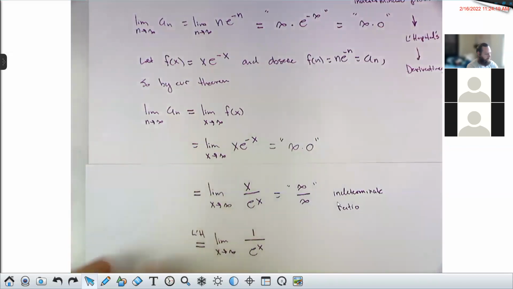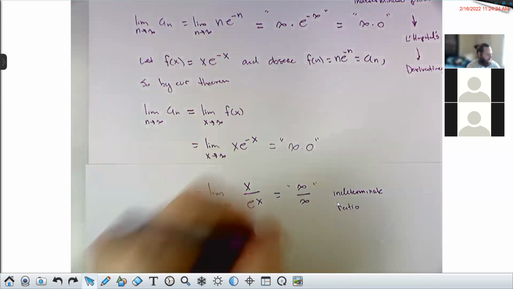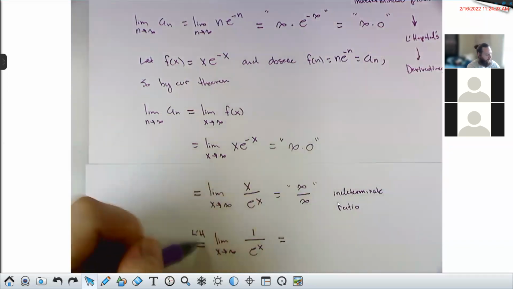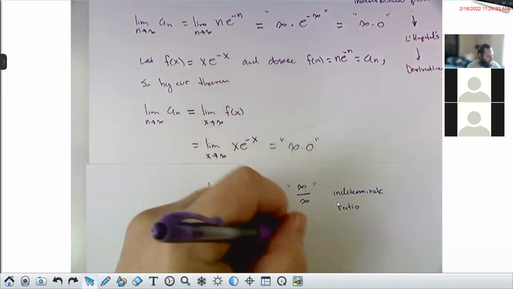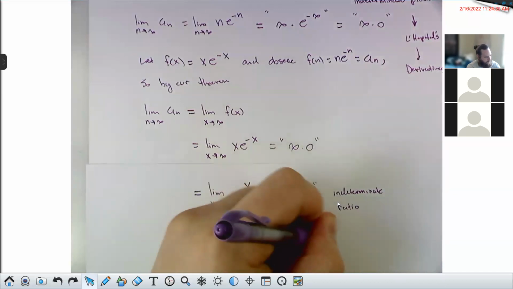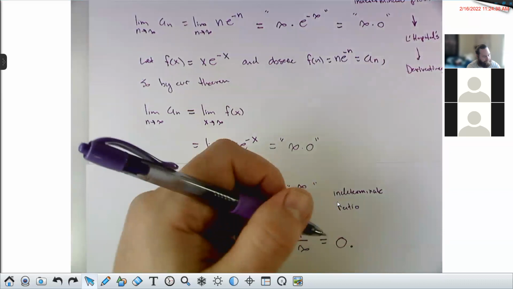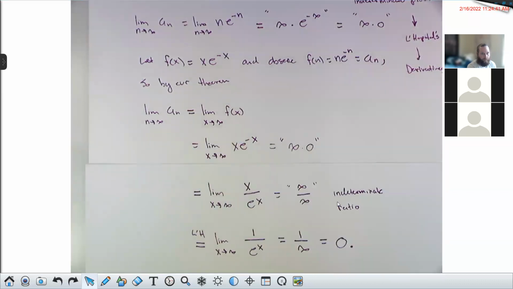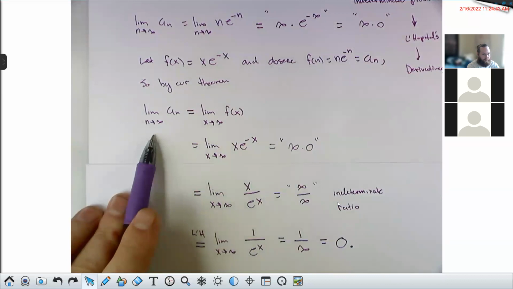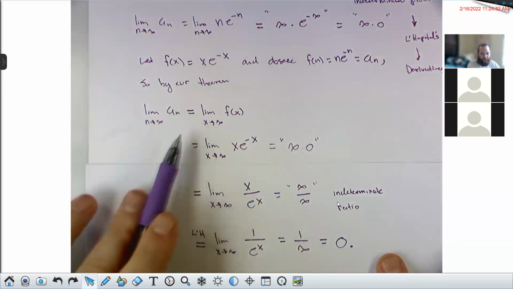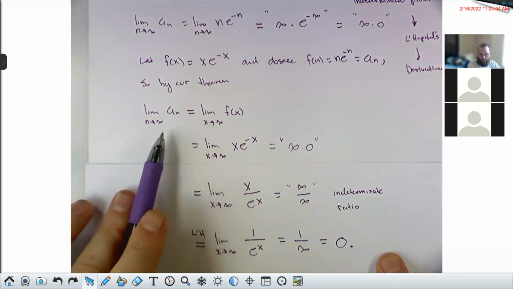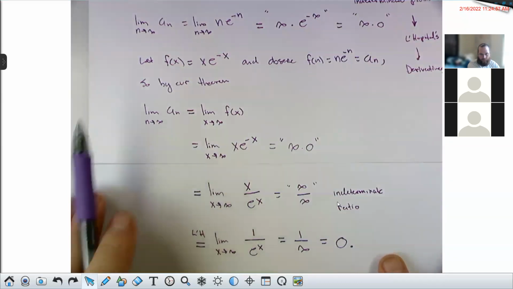So I will, after this, just do a quick review of L'Hopital's rule. It's going to be quick. Now, after applying L'Hopital's rule, I have 1 over e to the x left. That's the limit as x goes to infinity of 1 over e to the x. That's 1 over infinity, which is 0. So the limit of the a_n is 0. And the big trick there was to use our theorem to get from somewhere I can't take derivatives, to somewhere I can differentiate and take derivatives.